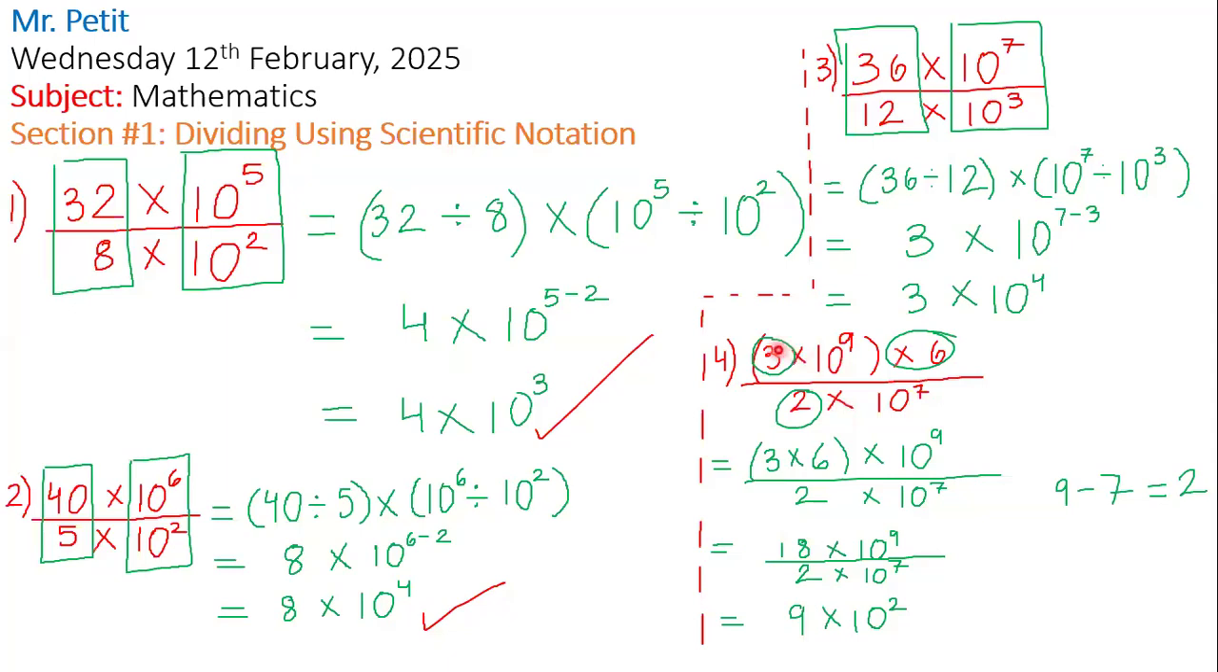What did we do? We took the 3 and the 6. We multiplied them together. 3 times 6 is what? 18. 18, very good. Let me say 18 divided by 2, and 18 divided by 2 is? 9. 9, very good. Let me say 10 to the 9 divided by 10 to the 7. We say 9 minus 7, which is 2, so it's going to be 9 times 10 squared. And that's what we get there.